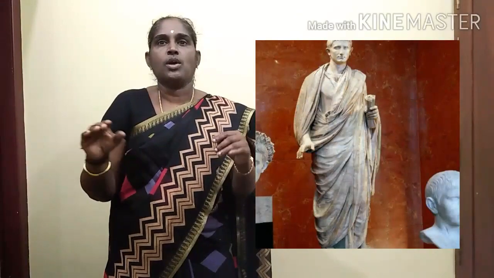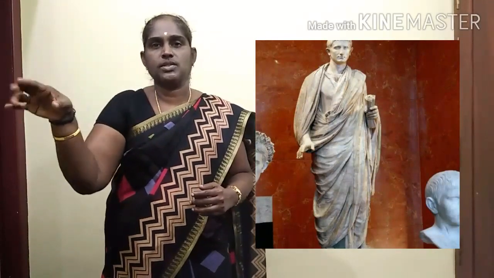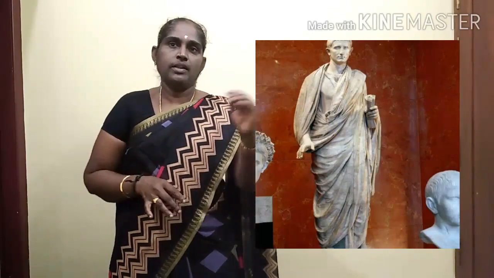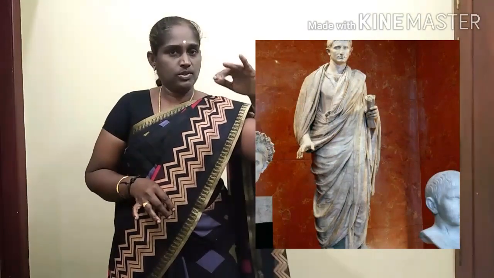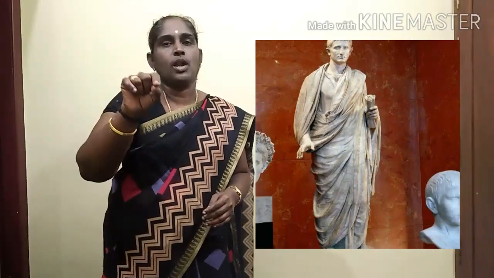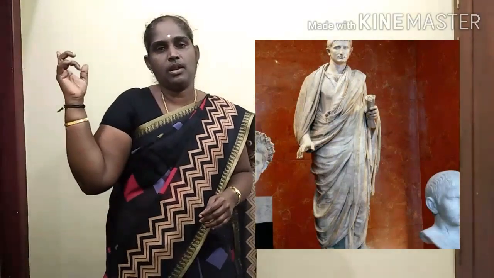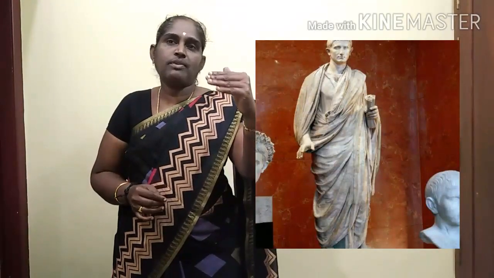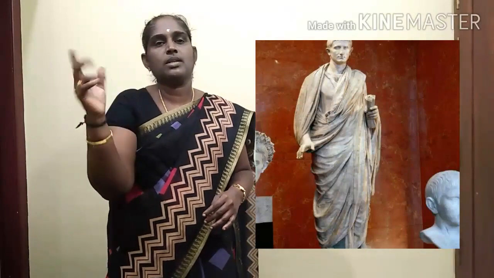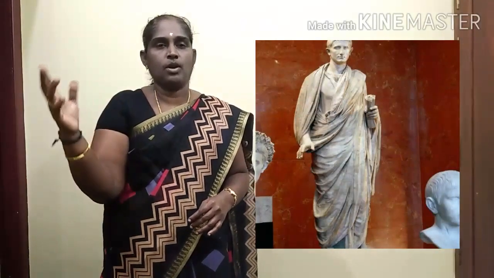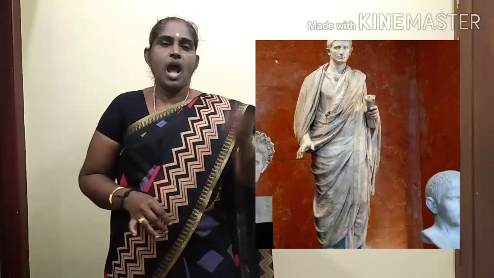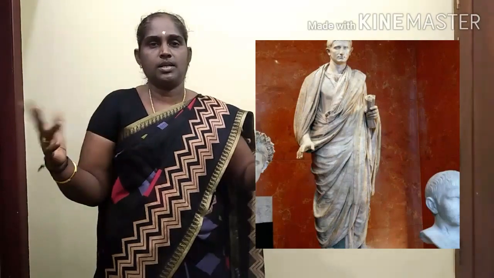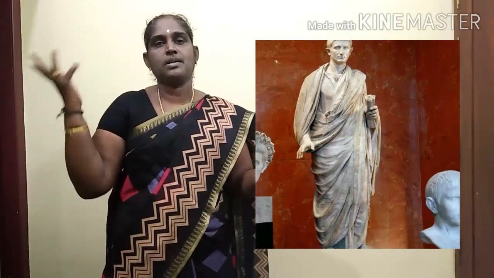And finally, Octavian fought against Mark Antony. Understand? Then Augustus, whose old name was Octavian, was allowed to establish a monarchy. The period starting from Augustus is known as the principate, a monarchical form of government. Augustus called himself imperator. Imperator means emperor only.